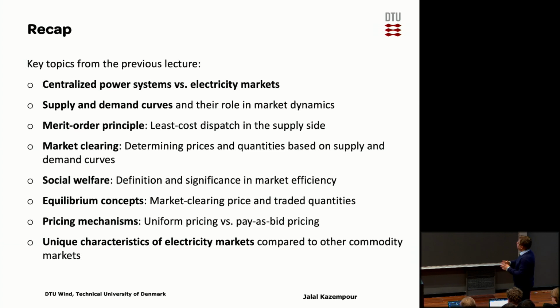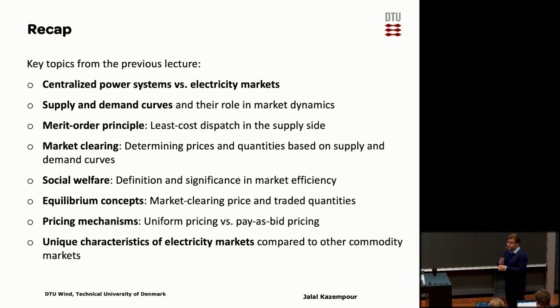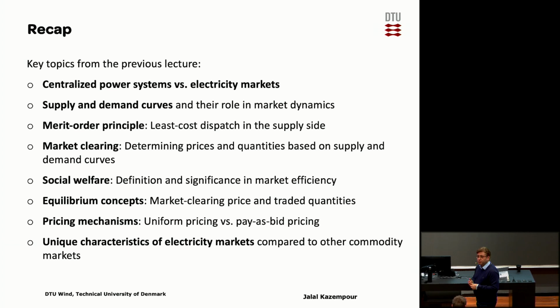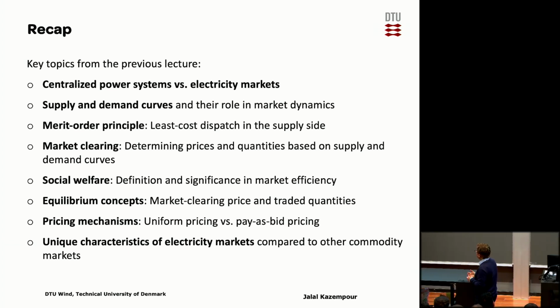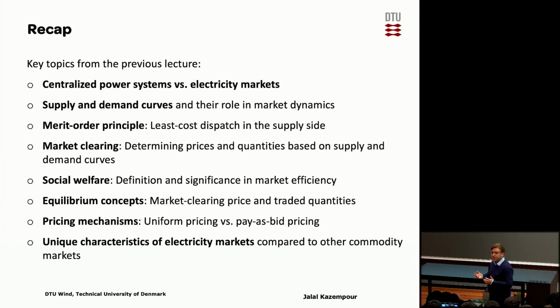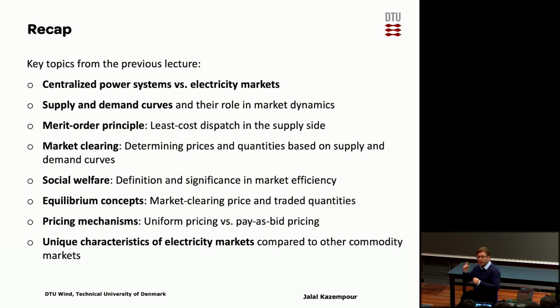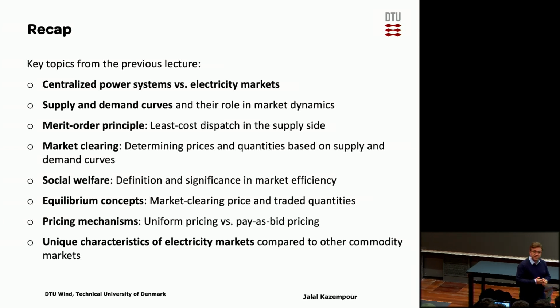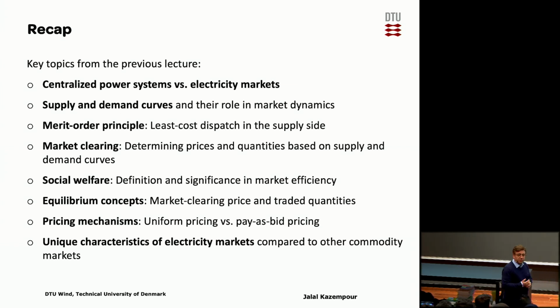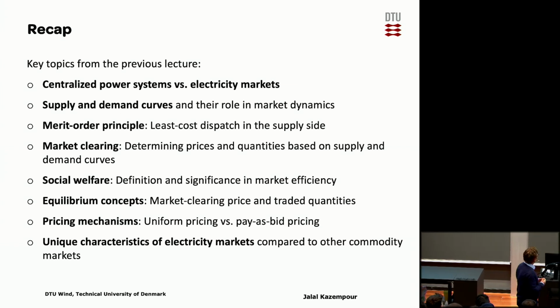We discussed finding the intersection, and we refer to it as market clearing, the intersection of demand and supply curve. And we talked about why their intersection clears the market under uniform pricing. We discussed the concept of social welfare and the fact that in the equilibrium point, meaning at the intersection of demand and supply curves, the social welfare is maximum. And we discussed that social welfare is the area between the demand curve and supply curve.